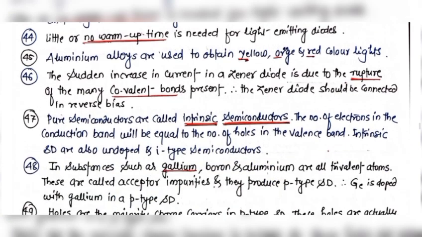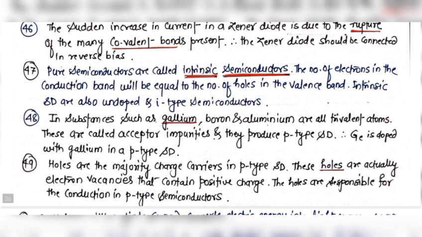Pure semiconductors are called intrinsic semiconductors. The number of electrons in the conduction band will be equal to the number of holes in the valence band. Intrinsic semiconductors are also undoped and called I-type semiconductors.